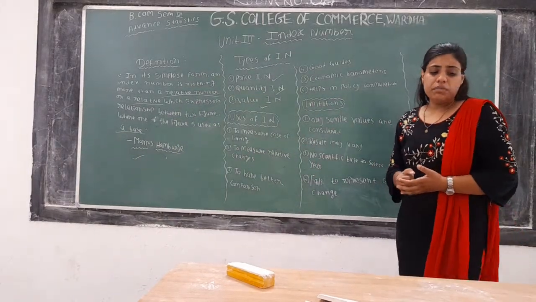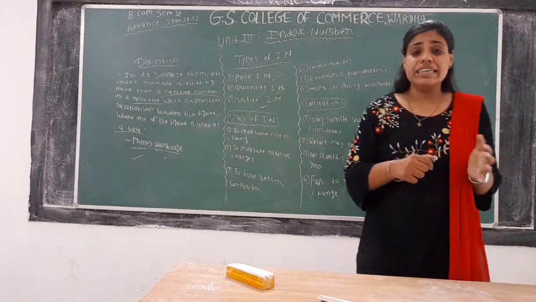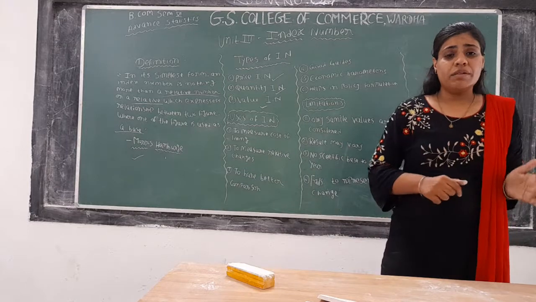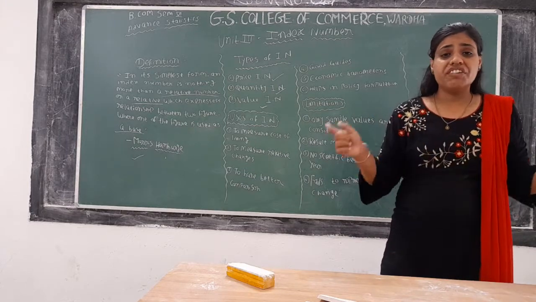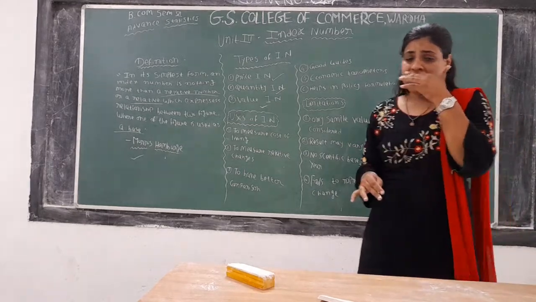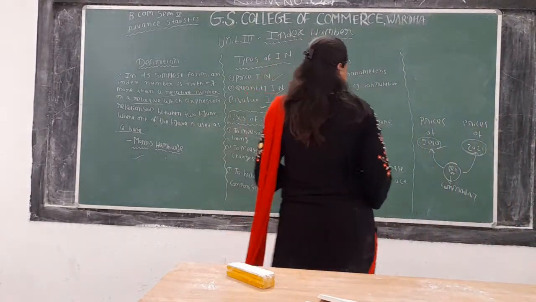So index numbers are designed to measure the relative changes in the price of commodities over different periods of time or over different geographical locations. So this is called the price index number. Okay, just take an example.